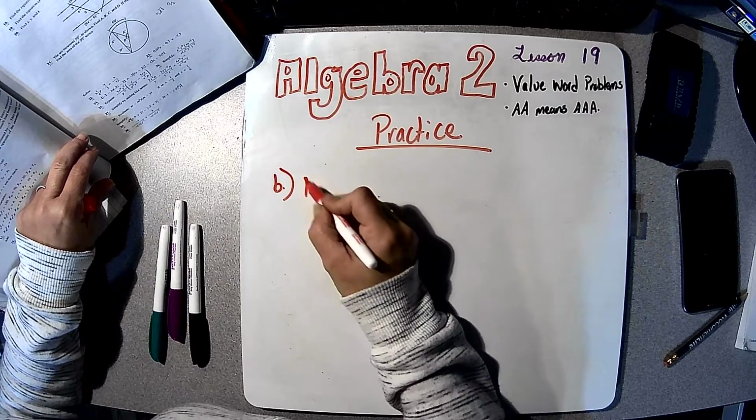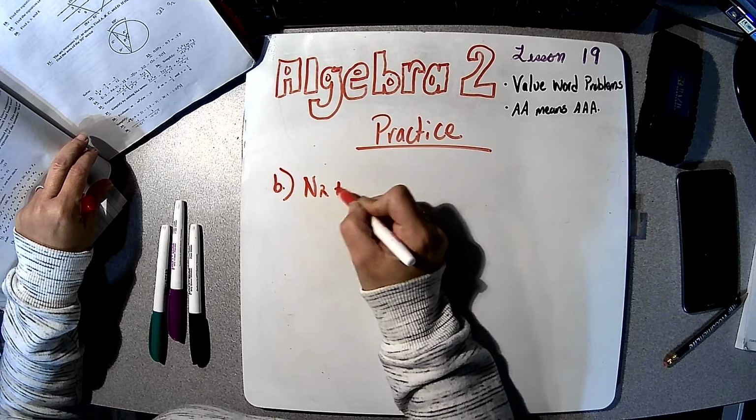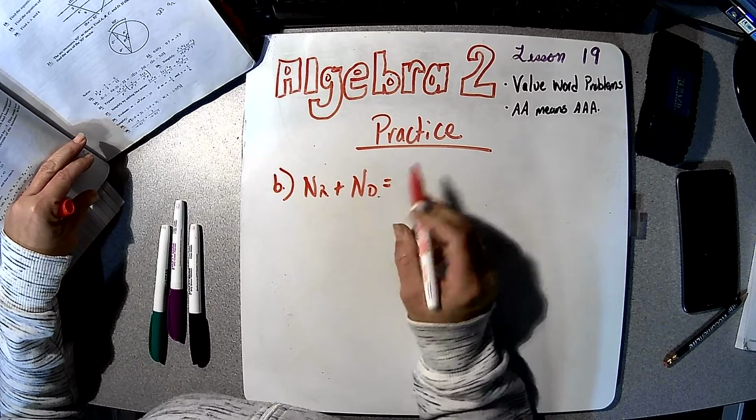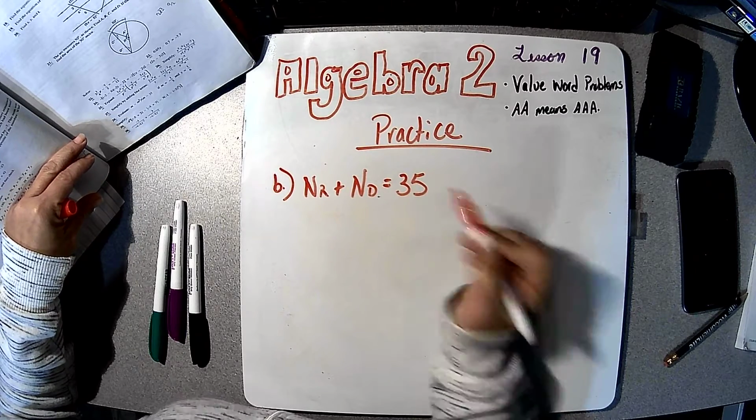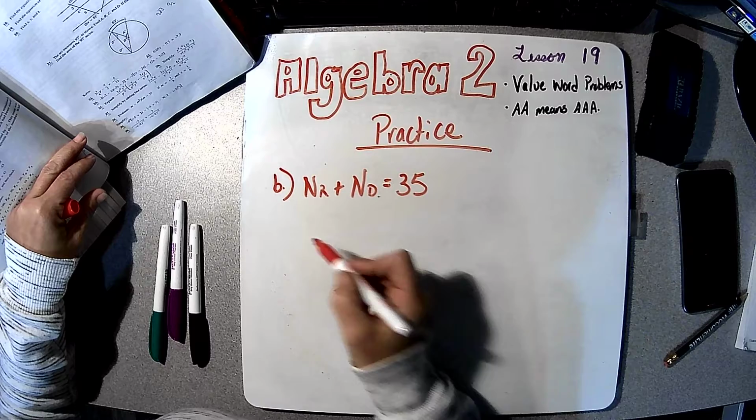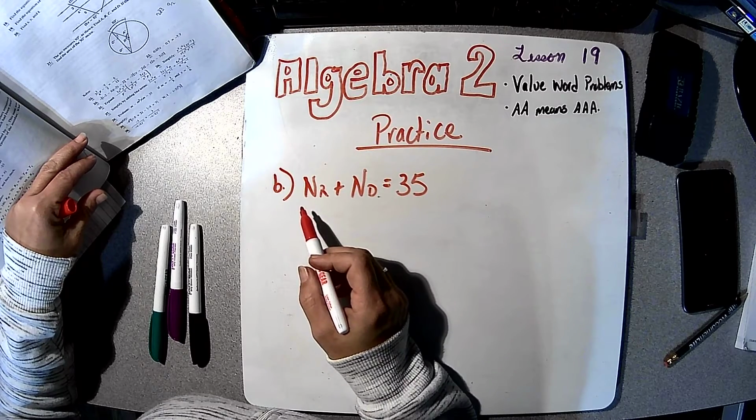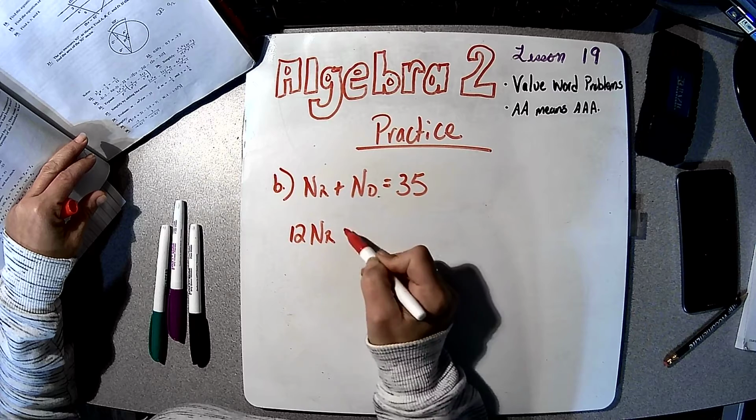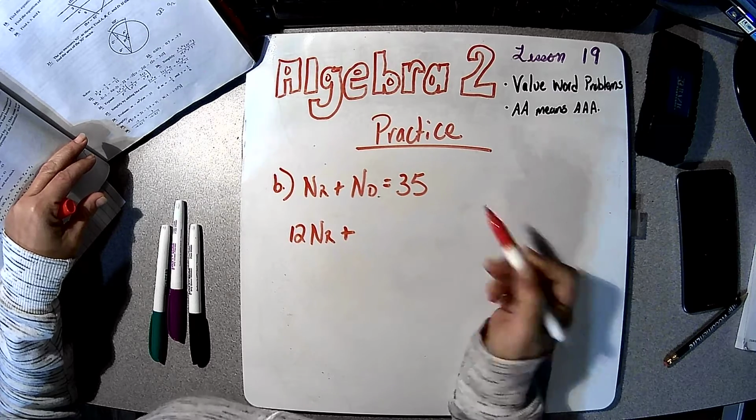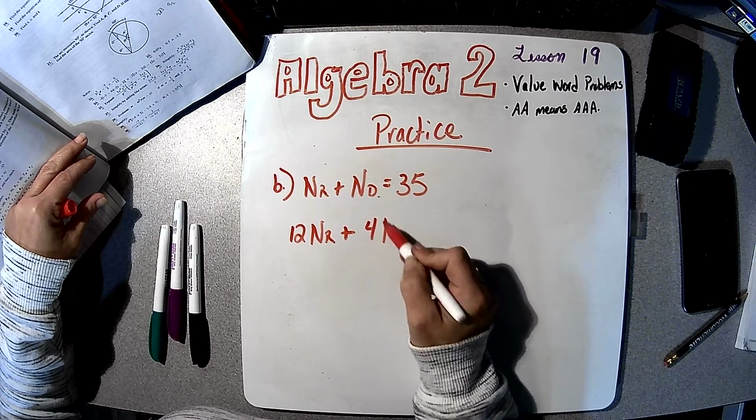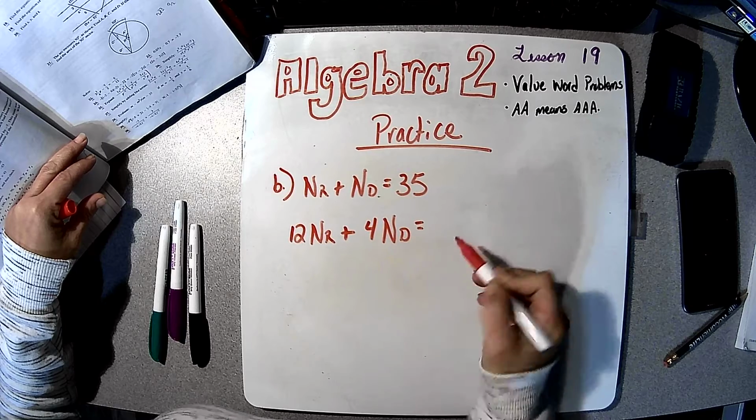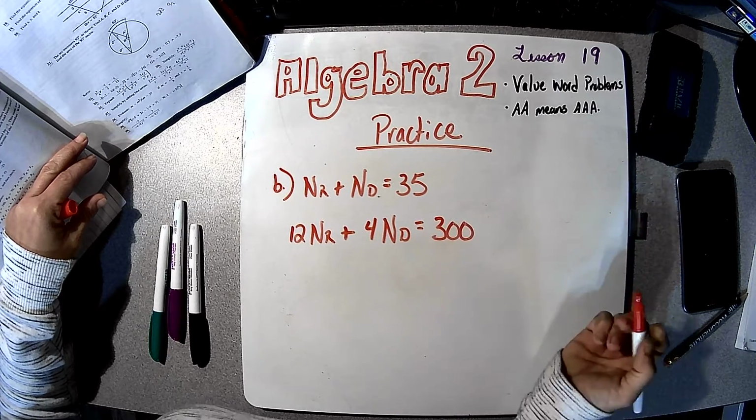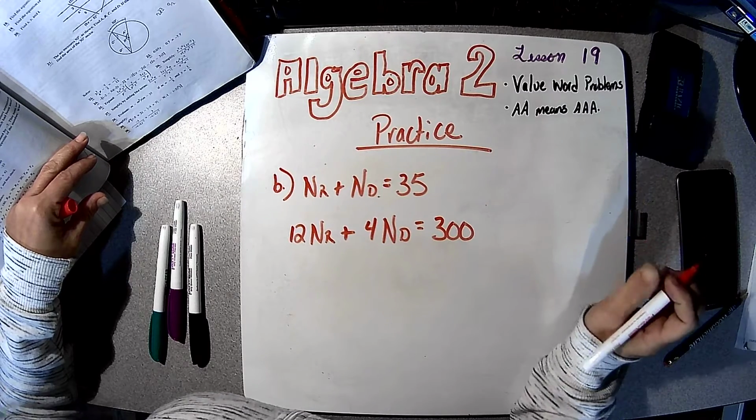So the number of roses plus the number of daffodils is going to be the total number of flowers that he bought, which is 35 flowers. Okay. Now, roses cost 12 pence, so 12 times the number of roses plus 4 times the number of daffodils equals the amount of money that he spent, which was 300 pence. They try to make it confusing, but it's not.